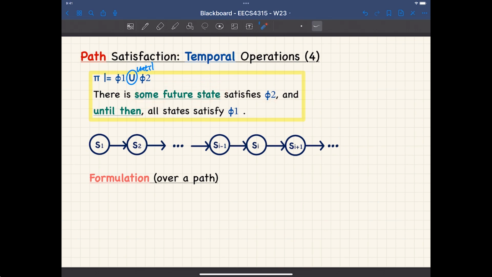And until that moment where phi 2 is satisfied, all the states satisfy phi 1. Visually, something like this. If this is the path I'm considering, I'm saying that somehow some future states, for example here, for example, Si, in these future states, I have, let's say, phi 2 over here.